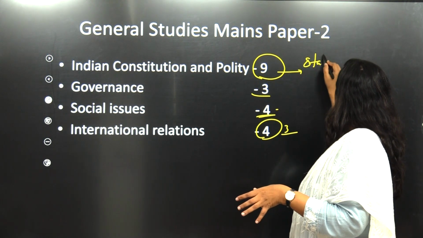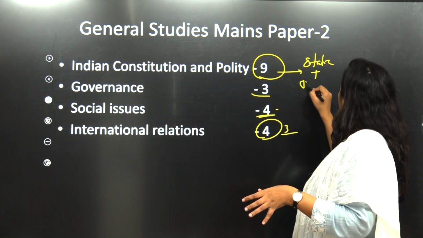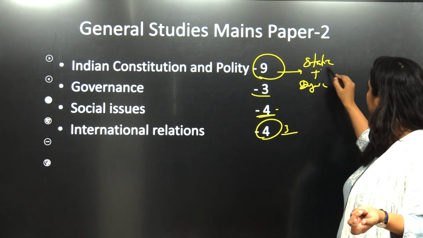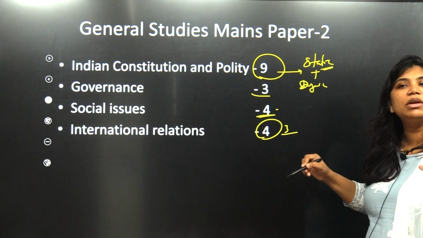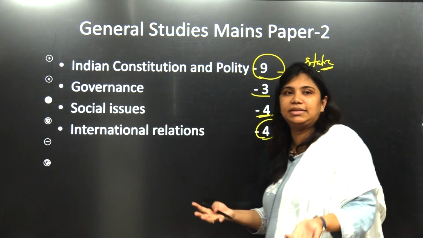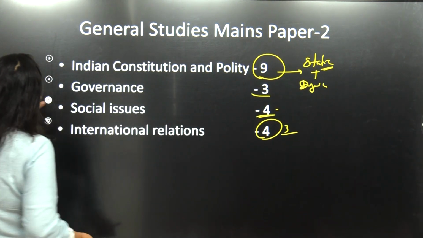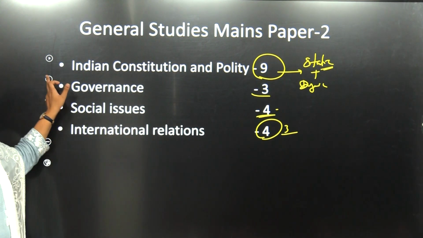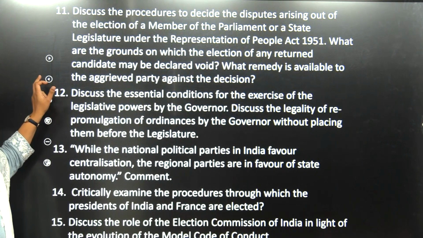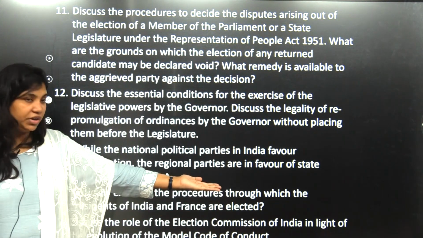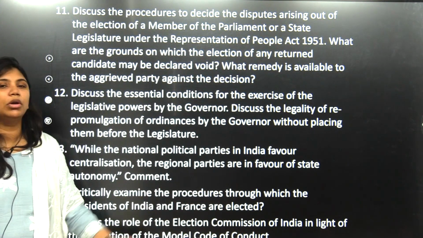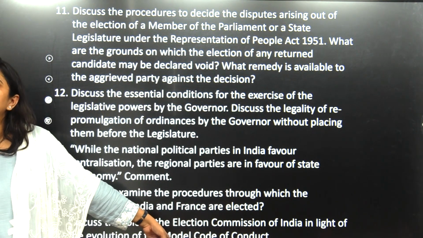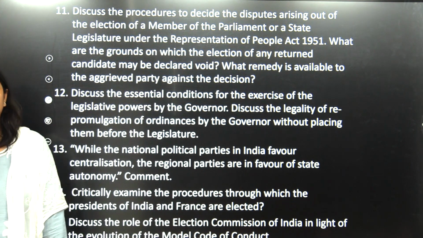so here also the questions were majorly static plus dynamic. But whenever you are writing, there are questions where for this static topic we also have to add numerous examples. Numerous examples in the sense there is a question about Election Commission and Model Code of Conduct. Discuss the role of Election Commission of India in the light of evolution of Model Code of Conduct. Straight away question this is. But we will give an example from the recent current affairs.